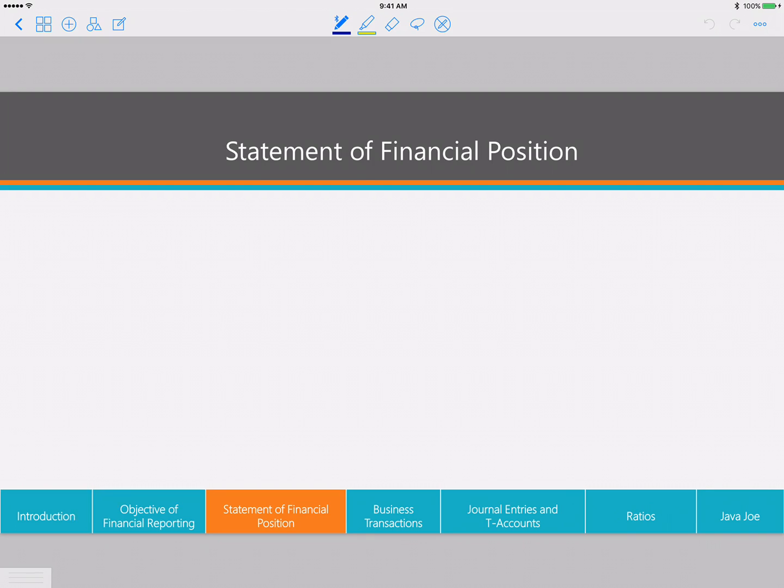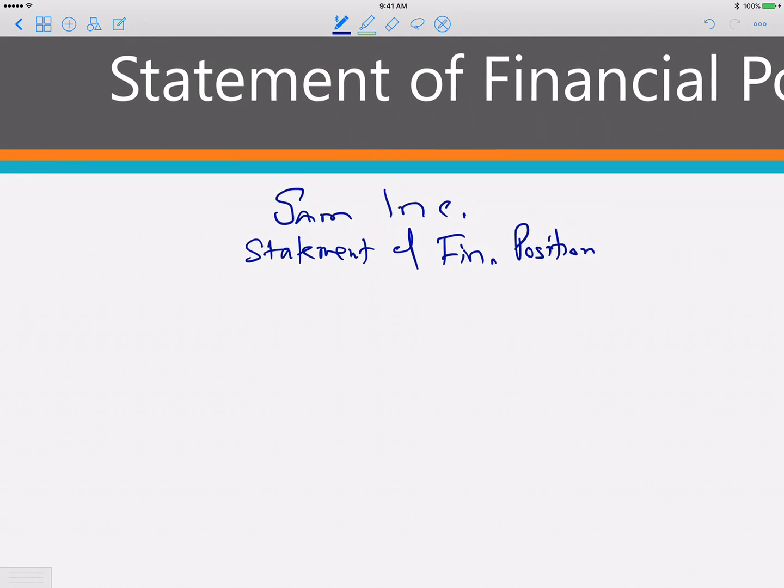So the first thing that any financial statement must have is the statement title. So let's say that this is going to be called Sam Inc., and this is part of the title. So the company name comes first. Then we have statement of financial position, and we then put the date.